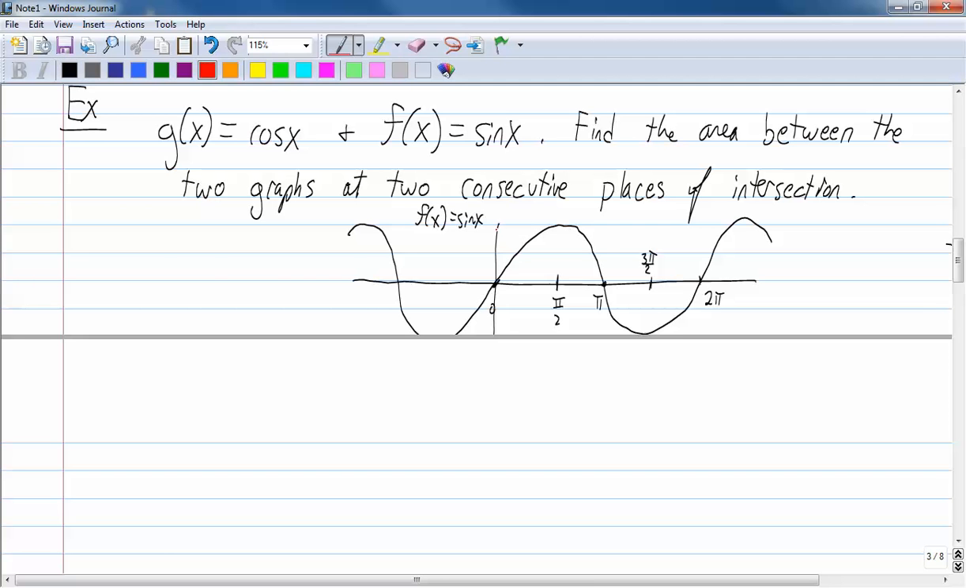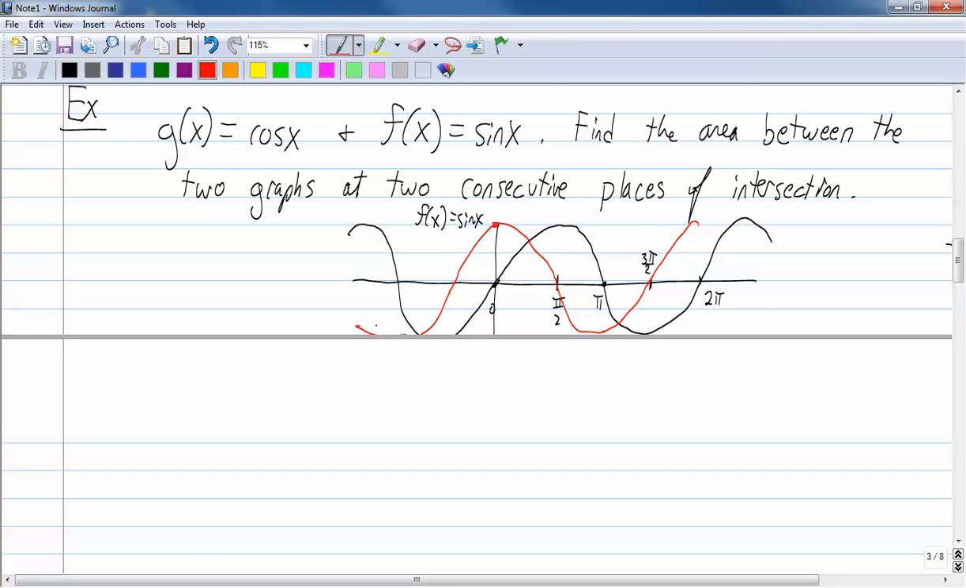The cosine curve starts at a high point, and then it crosses the x-axis at pi over 2. It has a low point at pi. It crosses the axis at 3 pi over 2. It has a high point at 2 pi, and it continues to do that in both directions forever and ever.